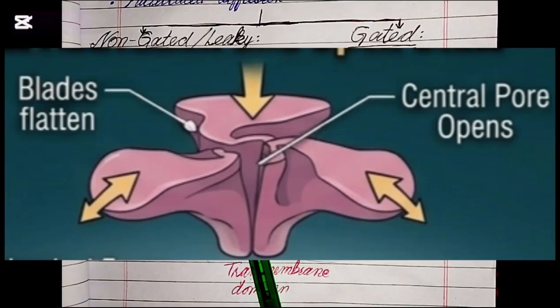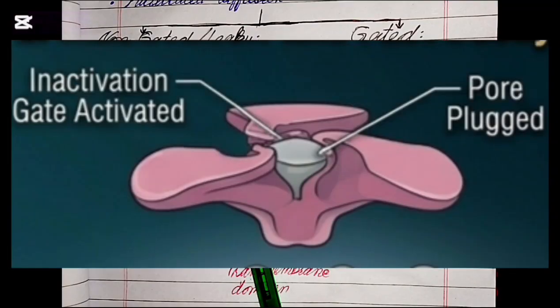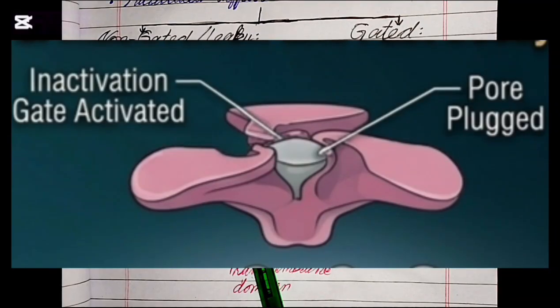It will expand and will allow the flow of ions. After that, inactivation occurs, and the inactivation gate comes from the side and blocks the channel. After that, when the pressure is released, the inactivation gate comes back to normal, and the channel also squeezes and the ion flow stops.